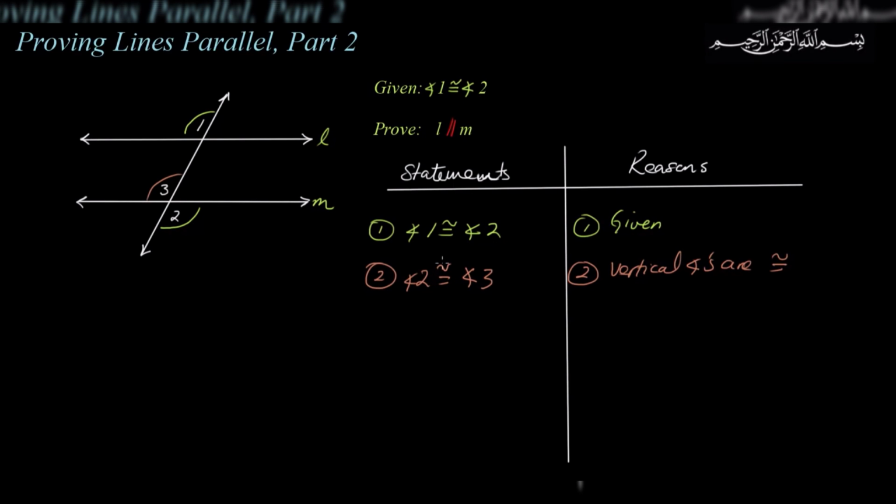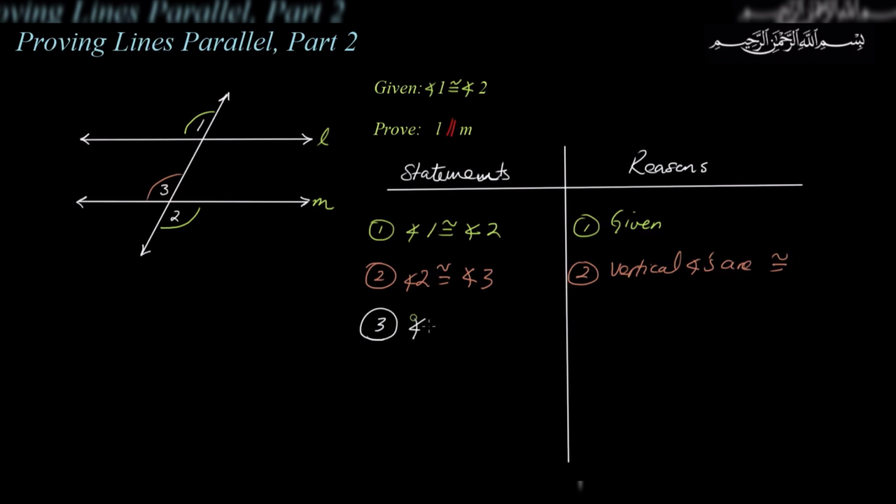Now look. If angle 1 is congruent to angle 2 and angle 2 is congruent to angle 3, that sounds like a transitive property coming up to me. Because by the transitive property, angle 1 is going to be congruent to angle 3, because if A is congruent to B and B is congruent to C, then A is congruent to C. So this is the transitive property of congruence for angles. Ta-da! I like this.